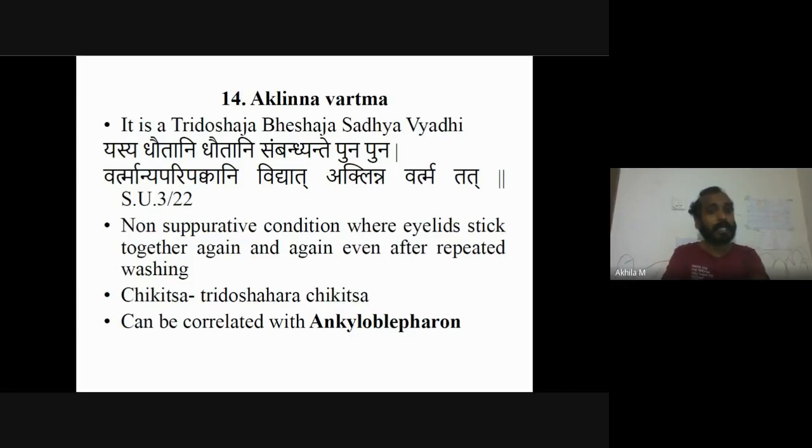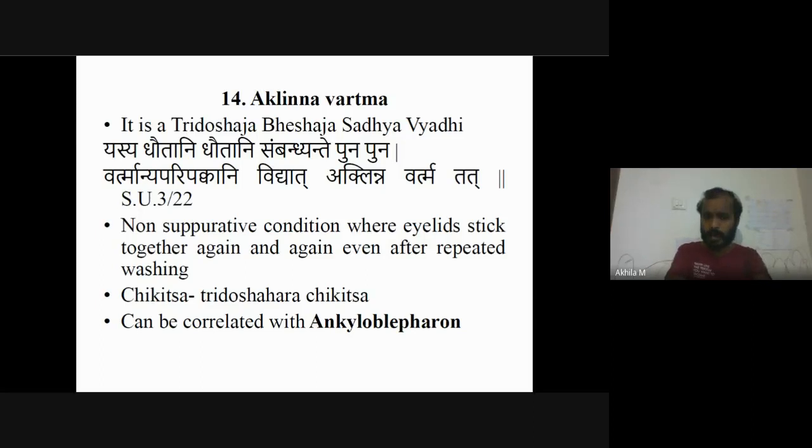This is related to that, meaning we cannot remove the stickiness; the eyelids will stick together even when we are washing them again and again. We cannot remove the stickiness, the sticking together. The eyelids are joined together, and we cannot remove the joining of the eyelids, the joining of the varma, even when washing again and again. This type of condition is called aklinna varma. From the name itself you can get an idea: aklinna varma means there won't be any klinnatvam.